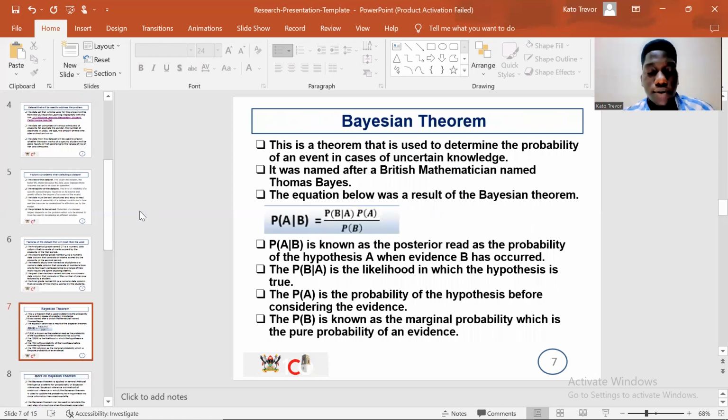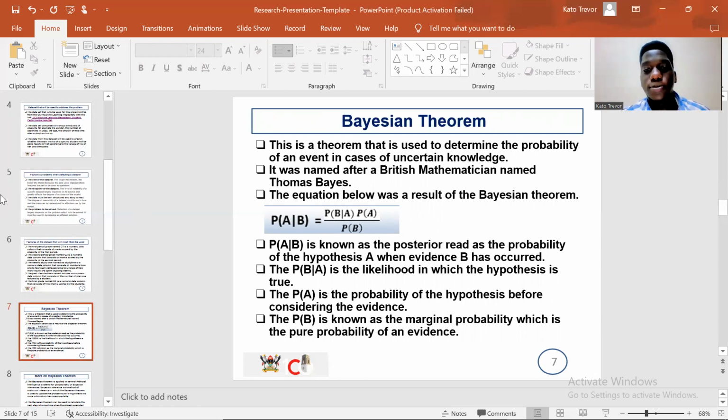And so I'm also talking about the Bayesian theorem. The Bayesian theorem is one that is used to determine the probability of an event in cases of uncertain knowledge. It is used in terms of conditional probability. It was named after a British mathematician named Thomas Bayes.